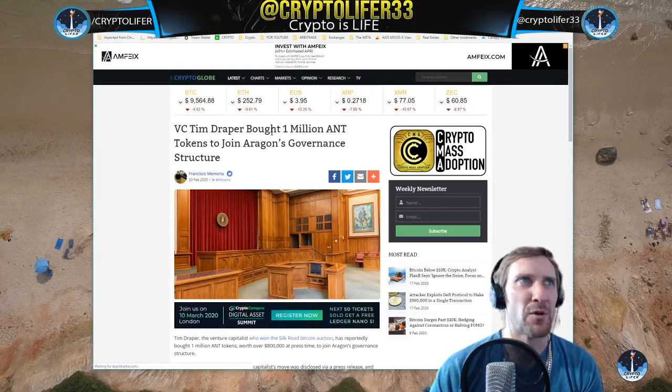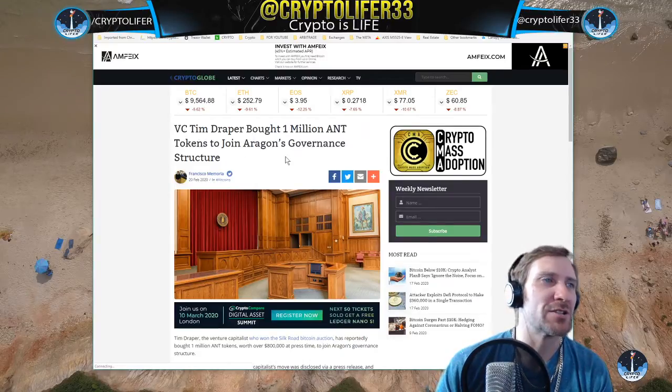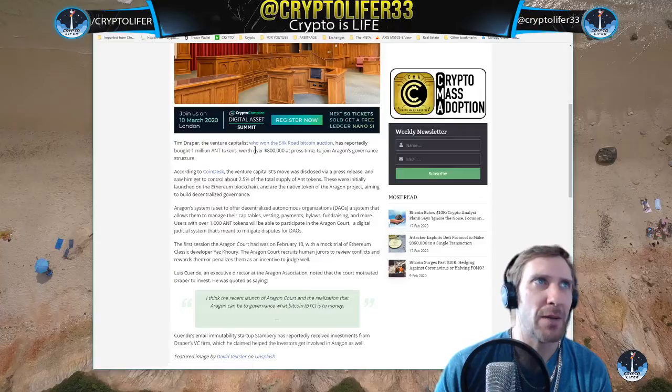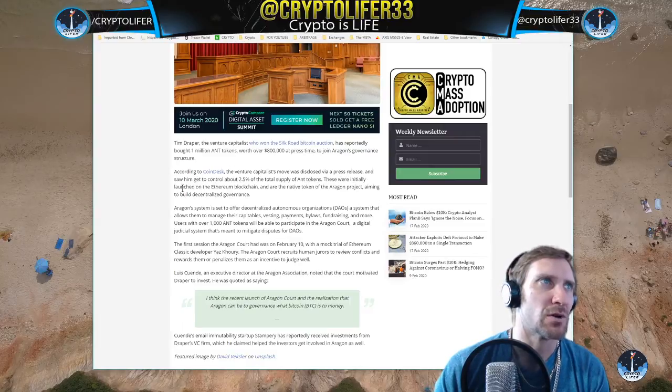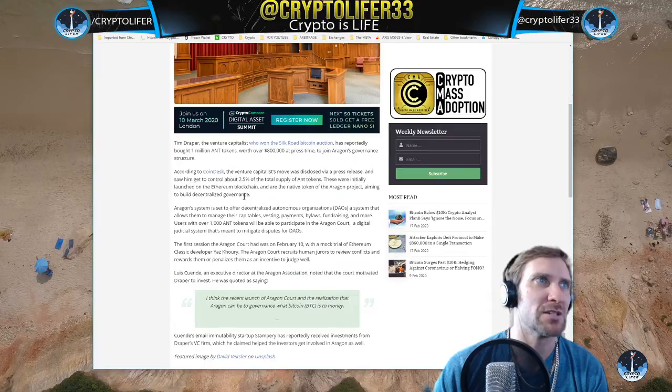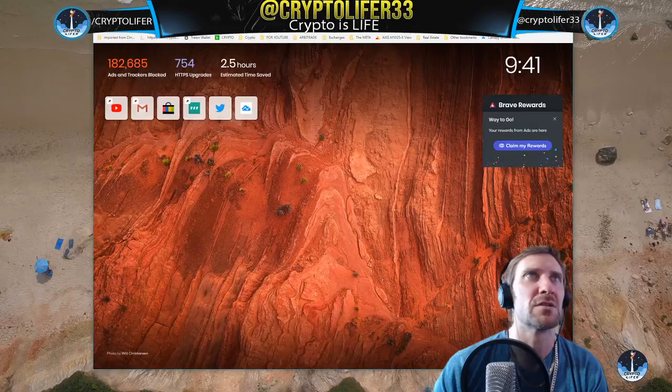Venture capitalist Tim Draper bought 1 million ANT tokens to join Aragon's governance structure. Tim Draper, the venture capitalist who won the Silk Road Bitcoin auction, has reportedly bought 1 million ANT tokens worth over $800,000 at press time to join Aragon's governance structure. According to CoinTelegraph, the move was disclosed via a press release and saw him get control of 2.5% of the total supply of ANT tokens. These were initially launched on the Ethereum blockchain and are native tokens of the Aragon project, aiming to build decentralized governments. Just take a look at that on Messari.